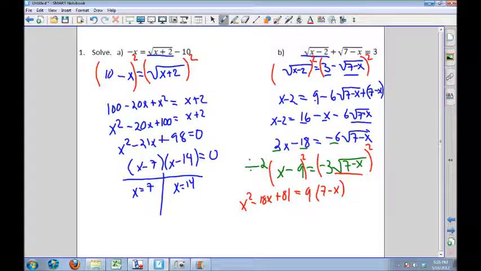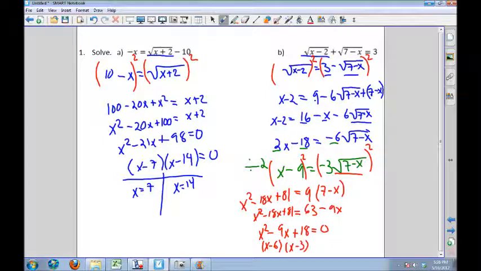I'm now going to distribute the right-hand side. I end up with x squared minus 18x plus 81 is equal to 63 minus 9x. When I bring everything to the left-hand side, I end up with x squared minus 9x plus 18 is equal to 0, which does actually factor to x minus 6, x minus 3 equals 0. So I get my final answer as either x equals 3 or x equals 6.